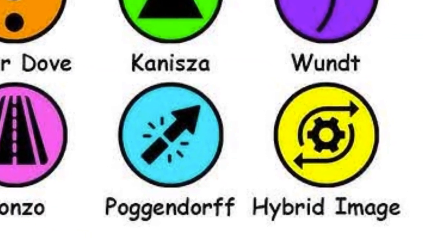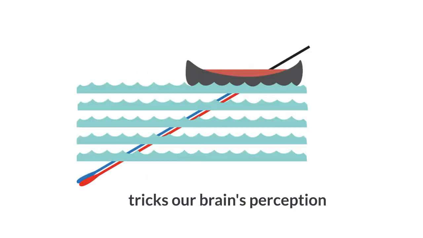Number 12. Poggendorff illusion. Take a closer look at this image. It seems like a blue line continues from the black one, but it's actually the red line. This illusion tricks our brain's perception of angles and shapes.